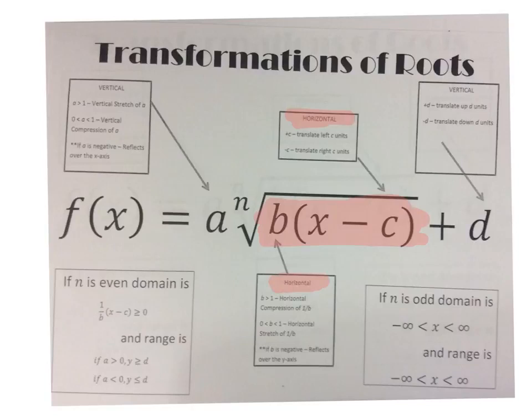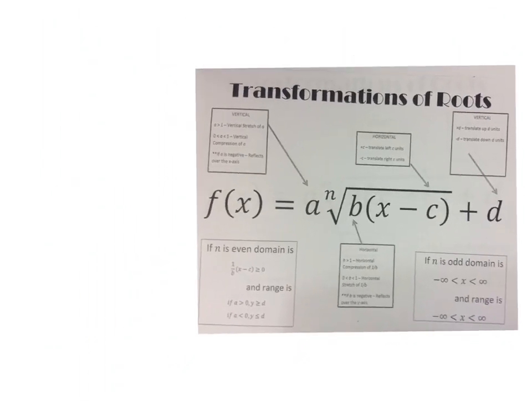The other thing I want to talk about is what it means for our domain and our range when n is even. So n is the number that's here on the outside, but I need you to know something. If you don't have a number there, so like if you just have like this, let me write that in a little bit different color there.